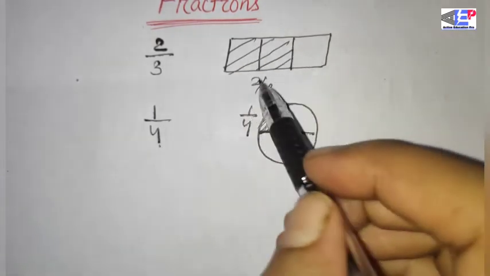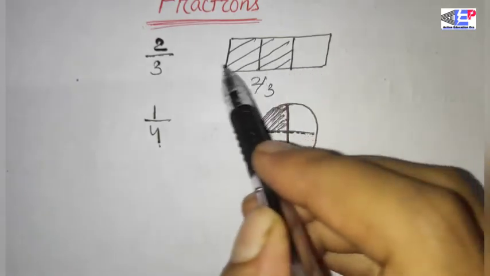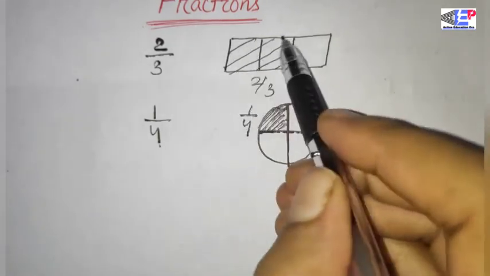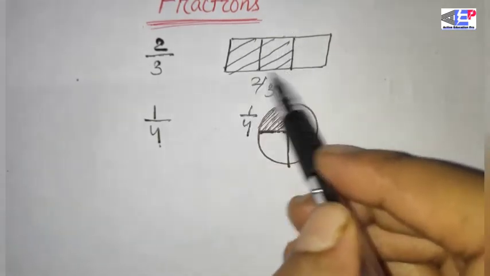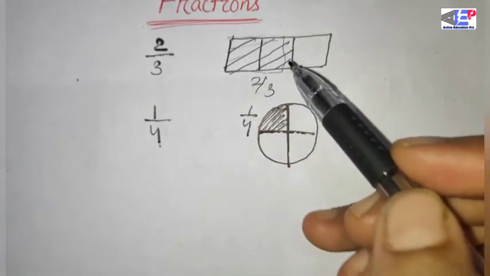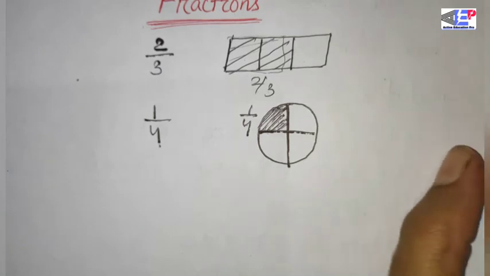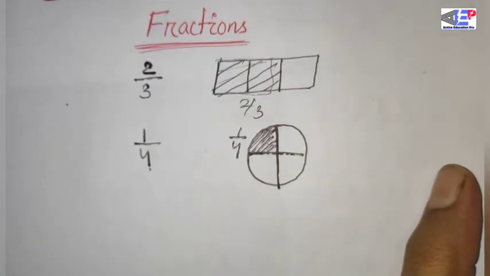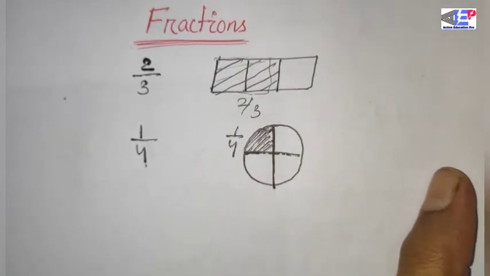Similarly, in this rectangle, make 3 equal segments. Out of 3 equal segments, we shaded 2, and this shaded part is 2 by 3. So this is a fractional number. As you know, integers, positive and negative, are also fractional numbers.